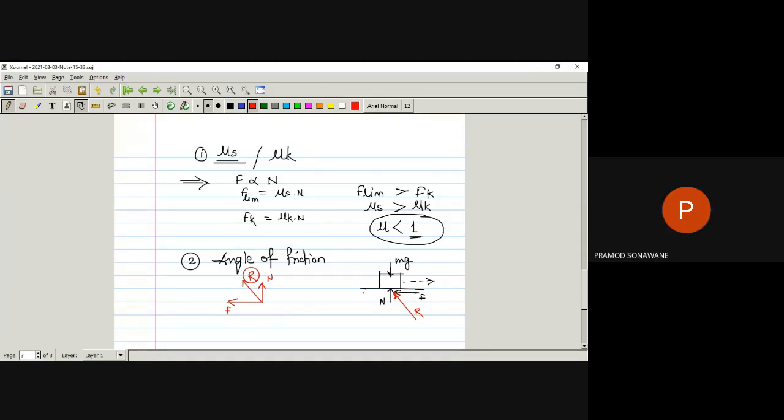The resultant of leftward frictional force and upward normal reaction is the resultant moving in second quadrant. So the angle made by the resultant with respect to vertical, that is with respect to normal, is known as phi. This is phi.